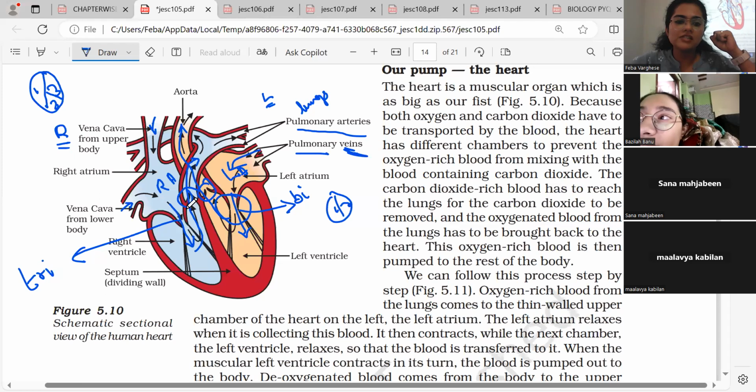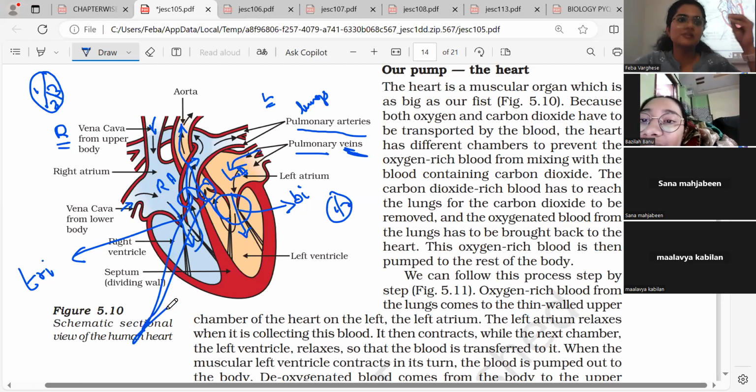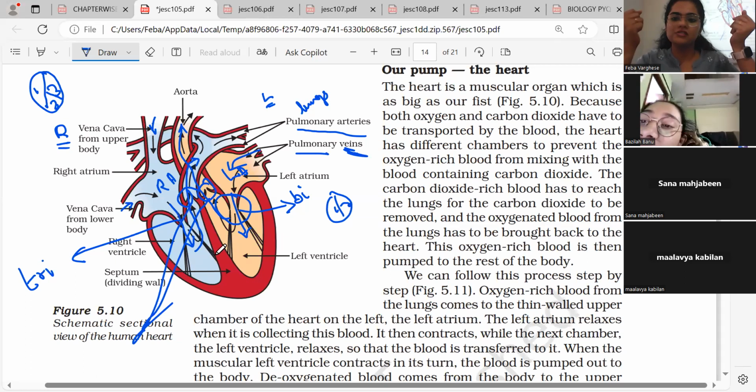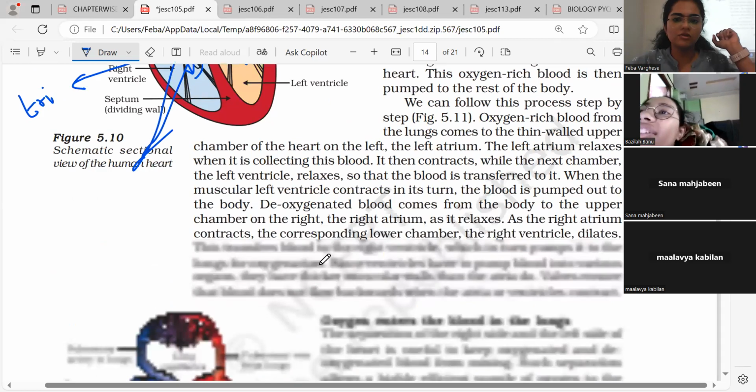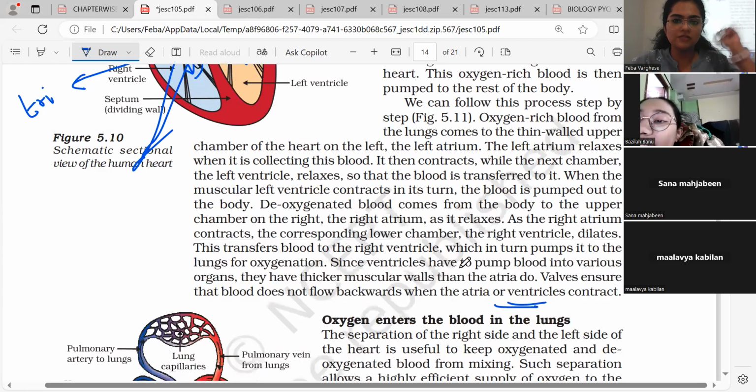Is anybody saying semilunar valve? Okay, good. So this is semilunar valve. Semilunar valves are present at the opening of right ventricle and left ventricle. Now, what is the significance of valves? They ensure that the blood doesn't flow back. Yes, backflow of blood is prevented because of the presence of valves. Okay, we are done with the heart.